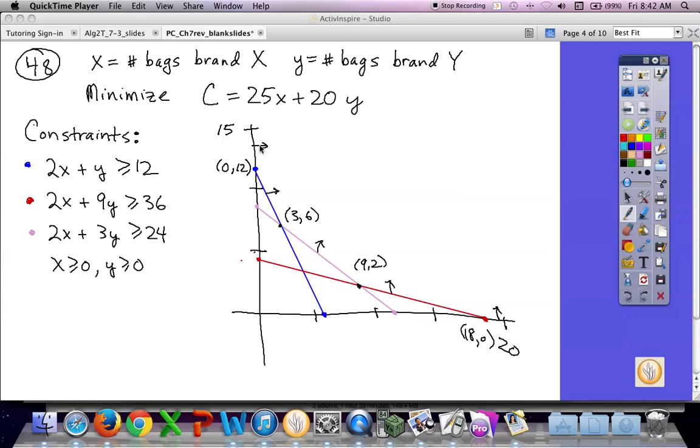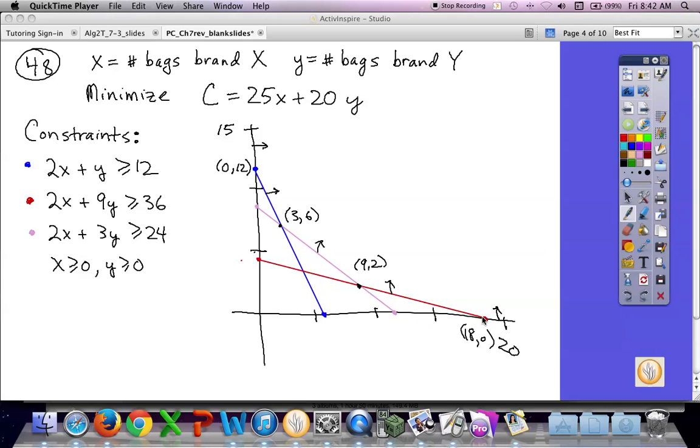It's to the right of the y-axis. It's to the right of the blue line. It's above and to the right of the purple line. It's above the red line. It's above the x-axis. So where are all of our vertices? Here, here, here, and here. Those are the 4 vertices.